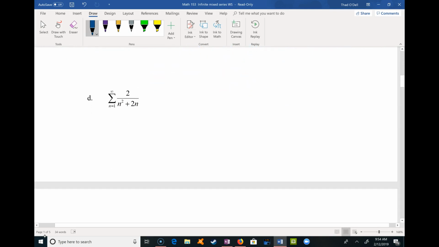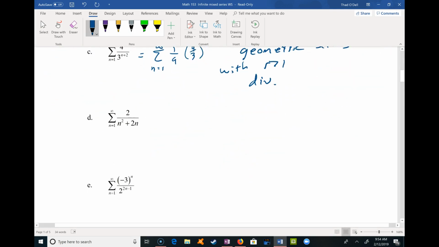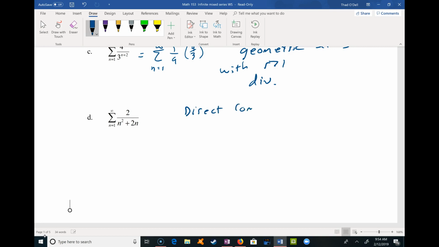Part D, give myself a little bit more room here. Okay, so this one looks kind of like a power series, but it's not because of the plus 2n and the 2. So this looks like a good candidate for comparison tests. So we'll let a sub n equal 2 over, I guess I should say, I think we'll use direct comparison here. Direct comparison.